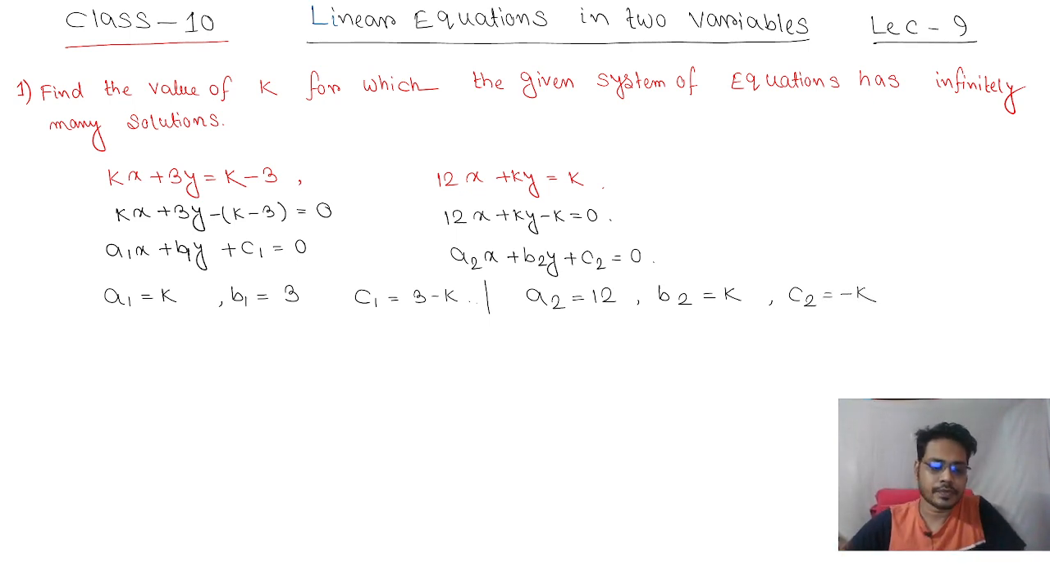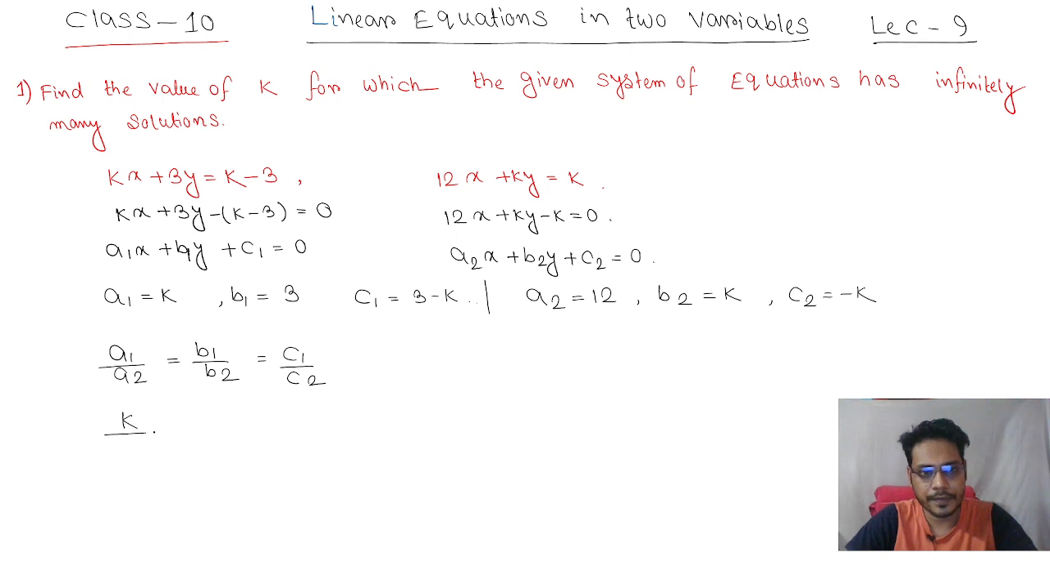Now here it has infinitely many solutions. So infinitely many solutions means the condition should be a1 by a2 equals b1 by b2 equals c1 by c2. Now just put the values. a1 is k, so k by 12 is equal to b1 is 3, 3 by k is equal to c1 is 3 minus k divided by minus k.